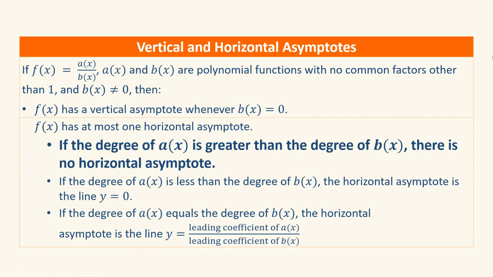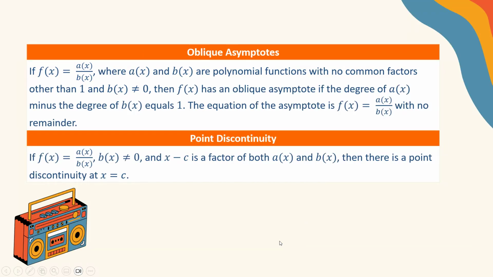For vertical and horizontal asymptotes, f of x has at most one horizontal asymptote. If the degree of a of x is greater than the degree of b of x, there is no horizontal asymptote. If the degree of a of x is less than the degree of b of x, the horizontal asymptote is y equals 0. If the degrees are equal, it's leading coefficient over leading coefficient.